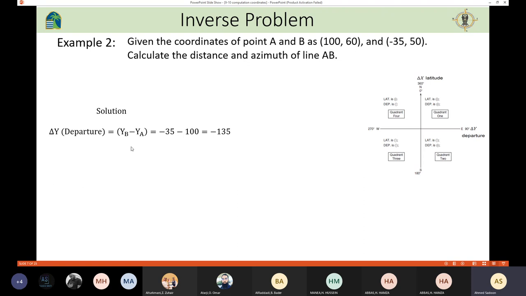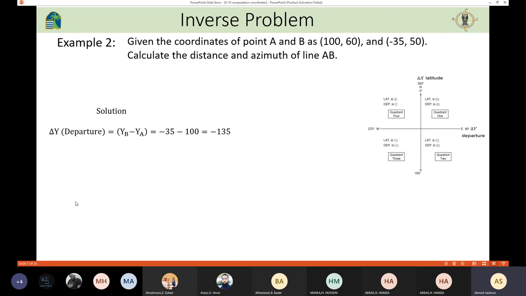And also we need to determine the latitude. It's going to be 50 minus 60, okay? And 50 minus 60 is going to be minus 10. So the line is going to be located here in the third quadrant, okay? So the value of C is going to be 180.